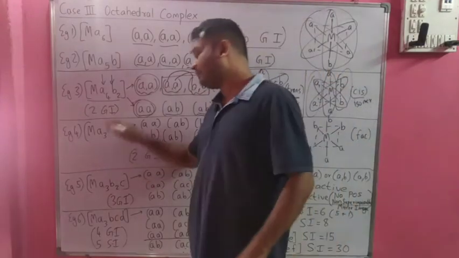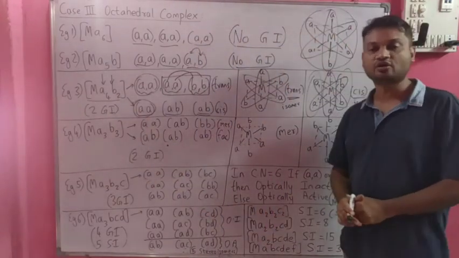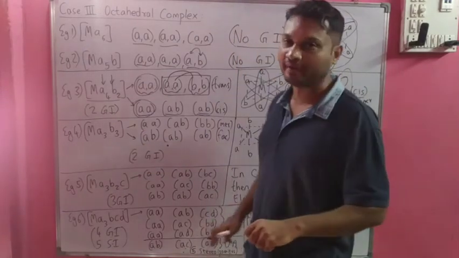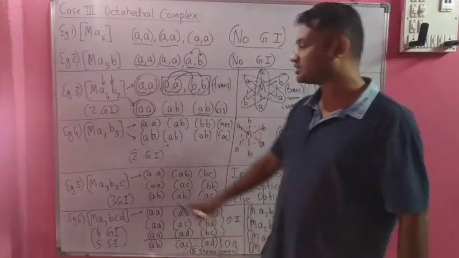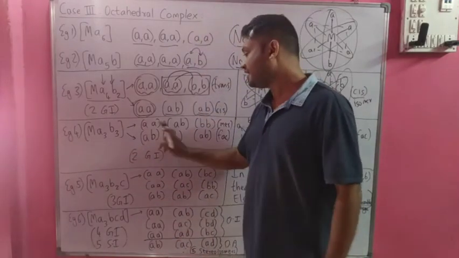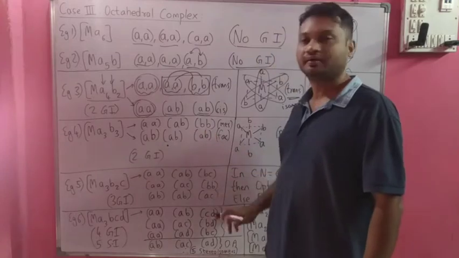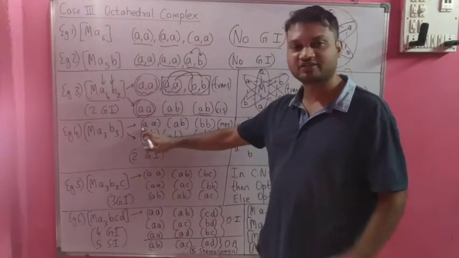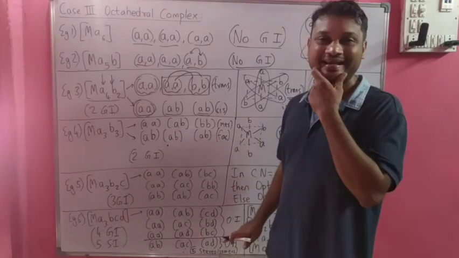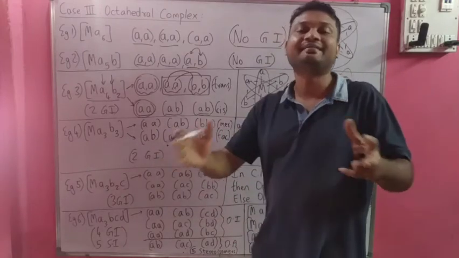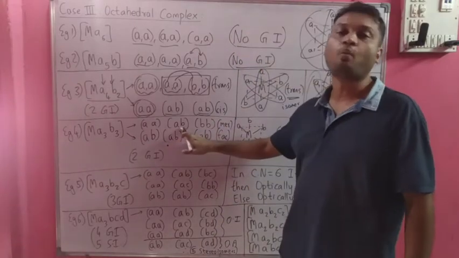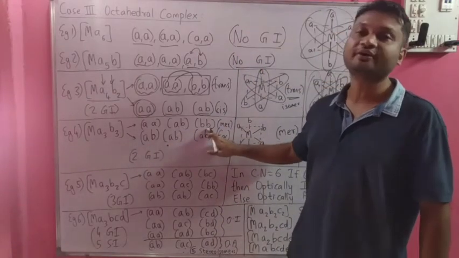Then moving on to Ma3b3. This is also again 6 ligands, so it is having an octahedral geometry. So let us see the combinations. 3A ligands, 3B ligands. So AA, AB and BB. So if you see carefully, in first set we have 2 A ligands, in second set we have 1 A ligand. So in all 3 A ligands are done. Then we have in the second set 1 B ligand, in the third set 2 B ligands.